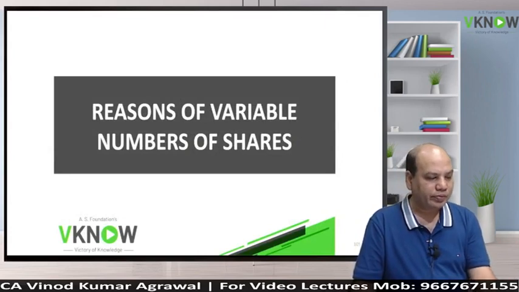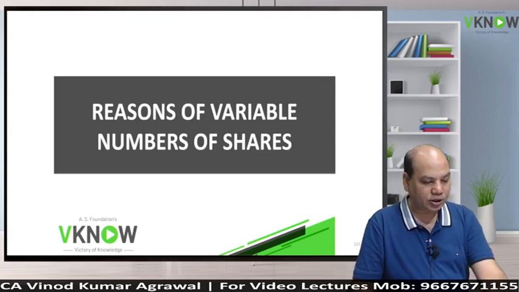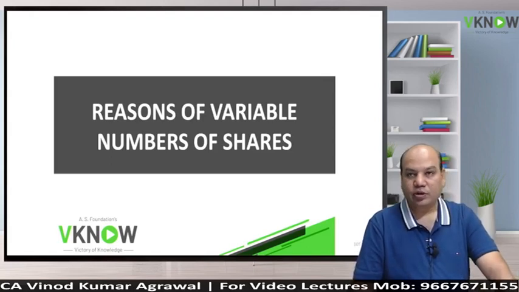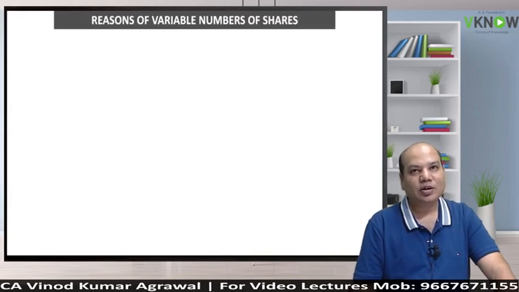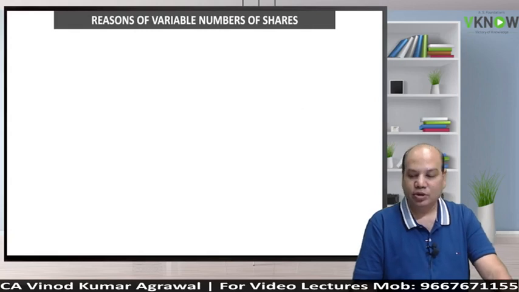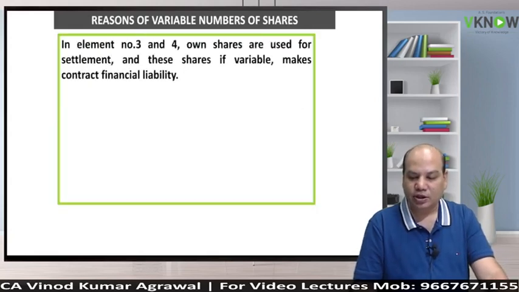Very easy. Now come to your paragraph number 14 again. Reasons for variable number of shares. If the liability will be settled by issue of a variable number of shares, it is a financial liability. A contract settled by issuing a variable number of shares. Why do the number of shares vary?